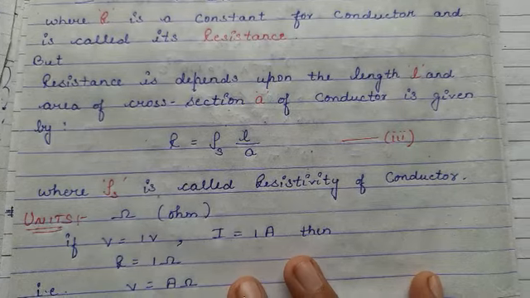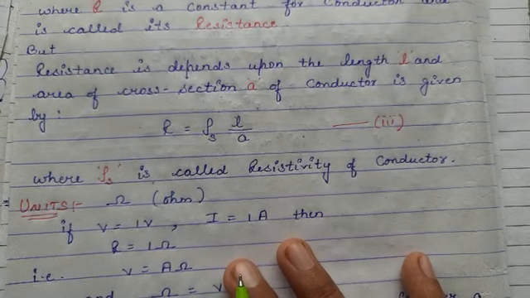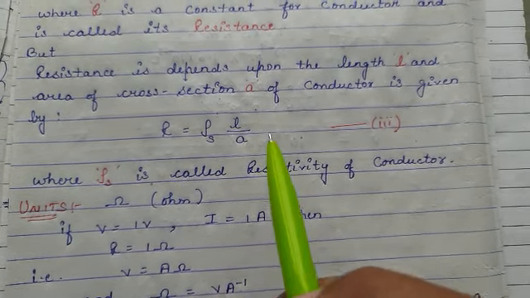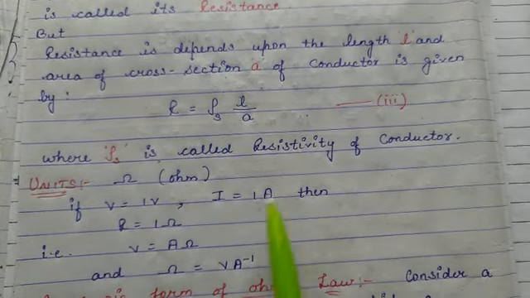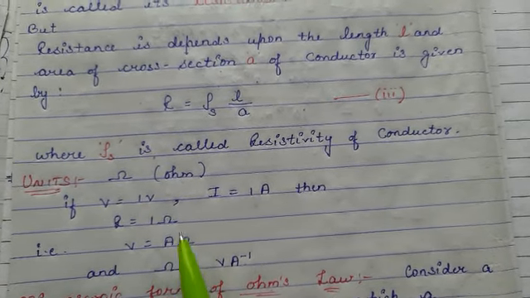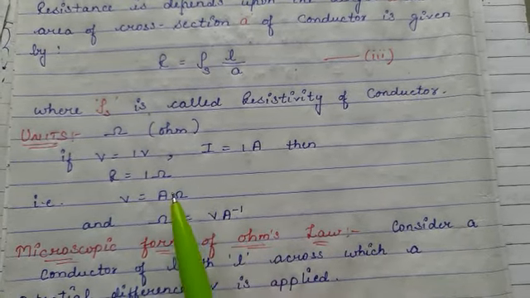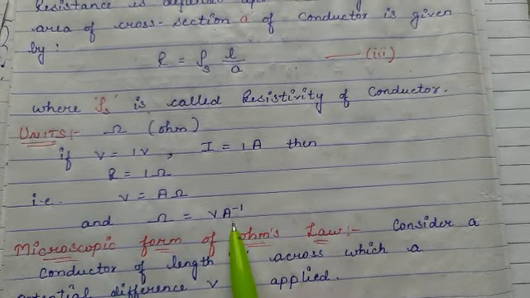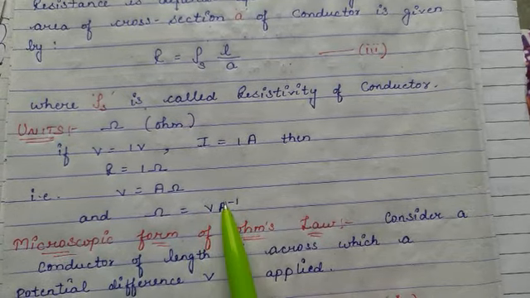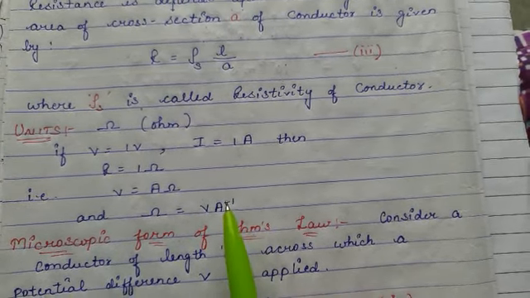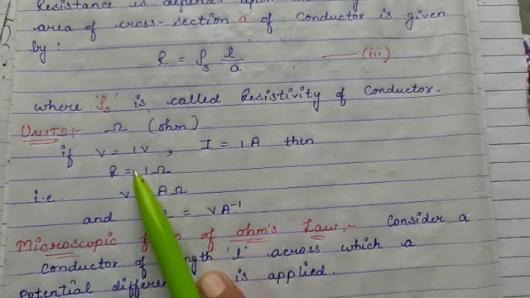If we talk about the units of resistance, the unit of resistance is called ohm and is defined from the above relation. If we put V equal to 1 volt and I equal to 1 ampere, then resistance is equal to 1 ohm. So ohm is equal to volt per ampere. In other words, ohm is the resistance of a conductor through which a current of 1 ampere flows when a potential difference of 1 volt is applied across it.